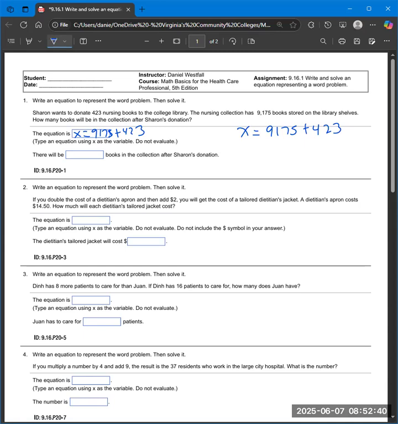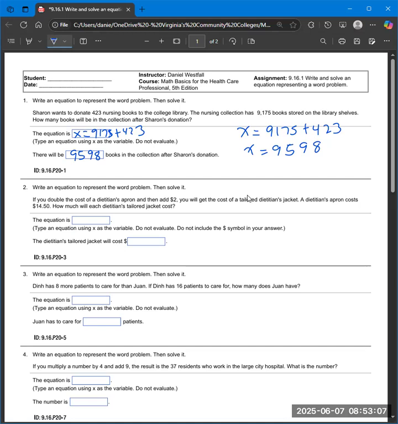Let's go ahead and solve this. 5 plus 3 is 8. 7 plus 2 is 9. 1 plus 4 is 5. Bring down the 9. There will be 9,598 books in the collection after Sharon's donation.